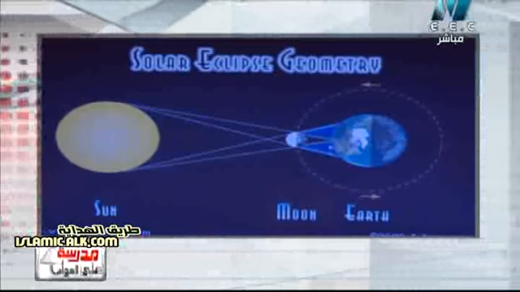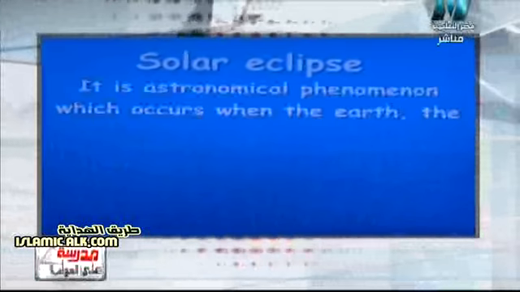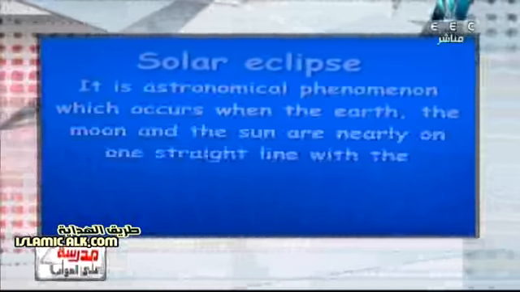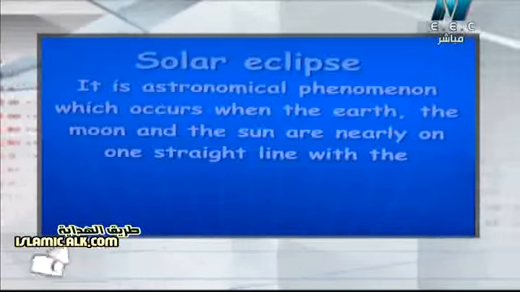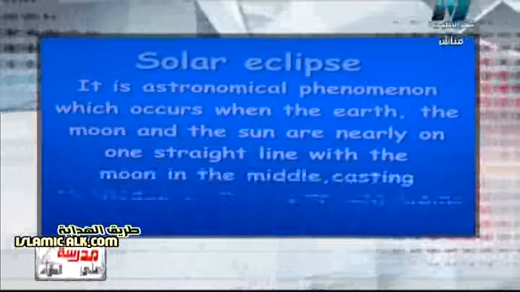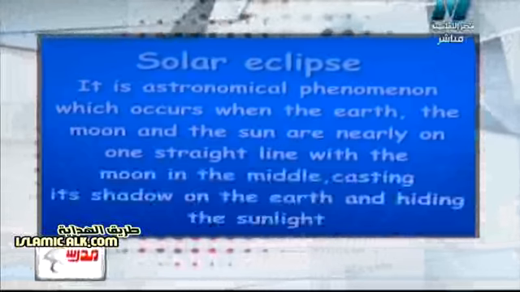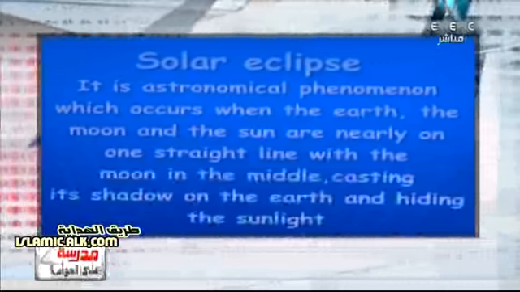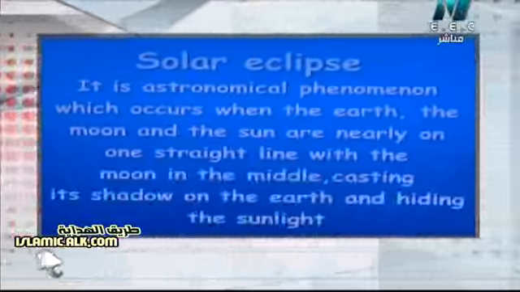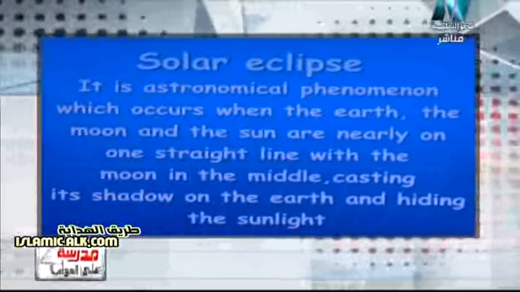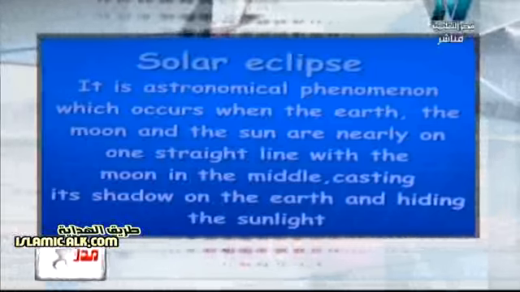So let us see the types of eclipses, or the definition of solar eclipse at first. It's an astronomical phenomenon which occurs when the earth, the moon, and the sun are nearly on the same straight line, with the moon in the middle, casting its shadow on the earth and hiding the sunlight from the earth. Again, it's an easy definition, but it's a long definition.